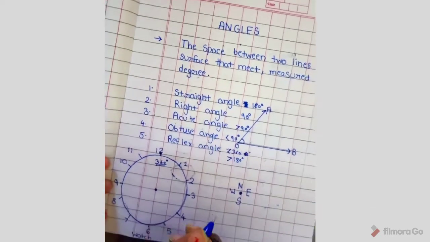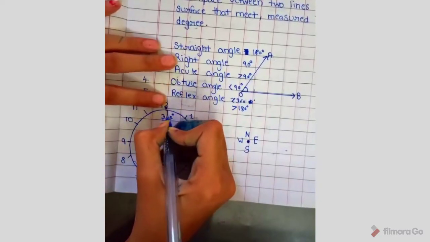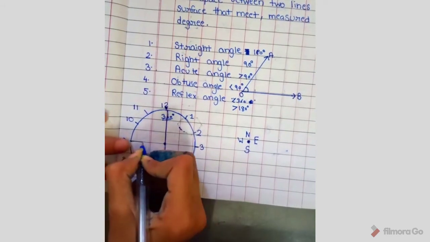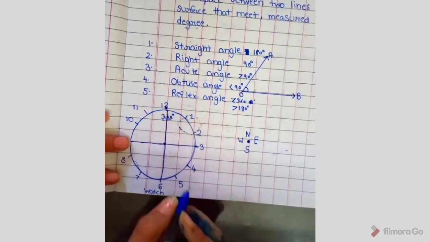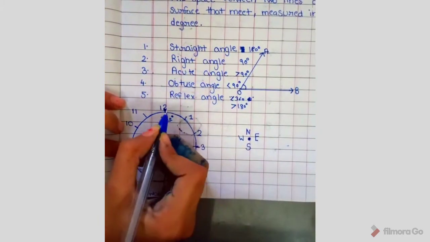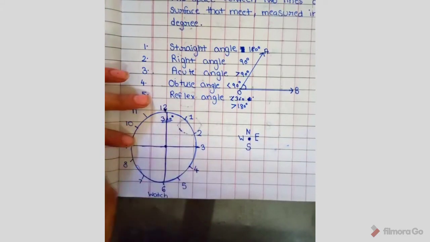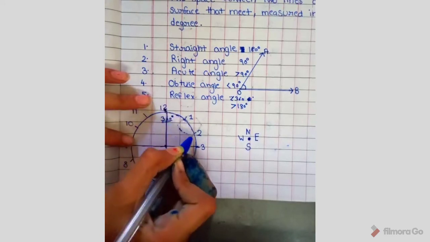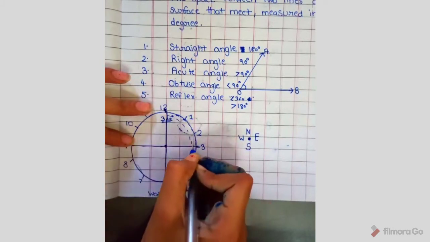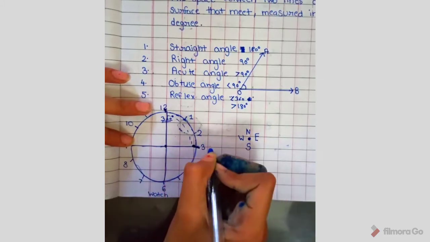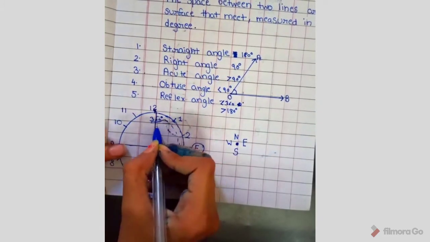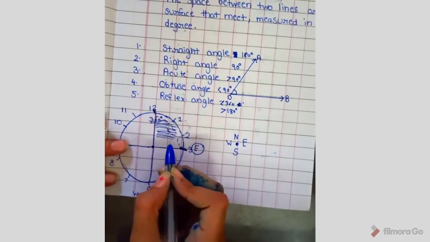Now suppose we divide it into four parts. If anyone tells us to go from north to east, we walk from north to east, taking some steps like this, and we are finally here, at the east. We have covered this part because we have already walked through it.